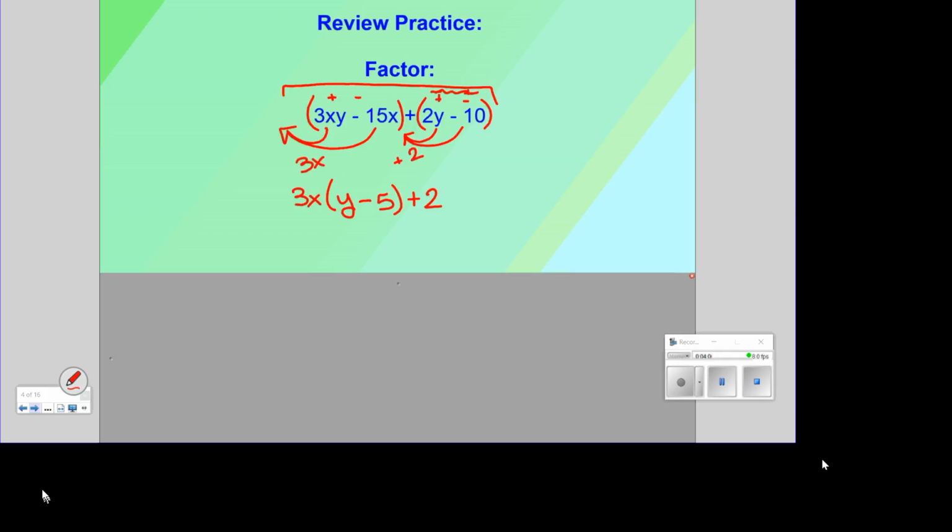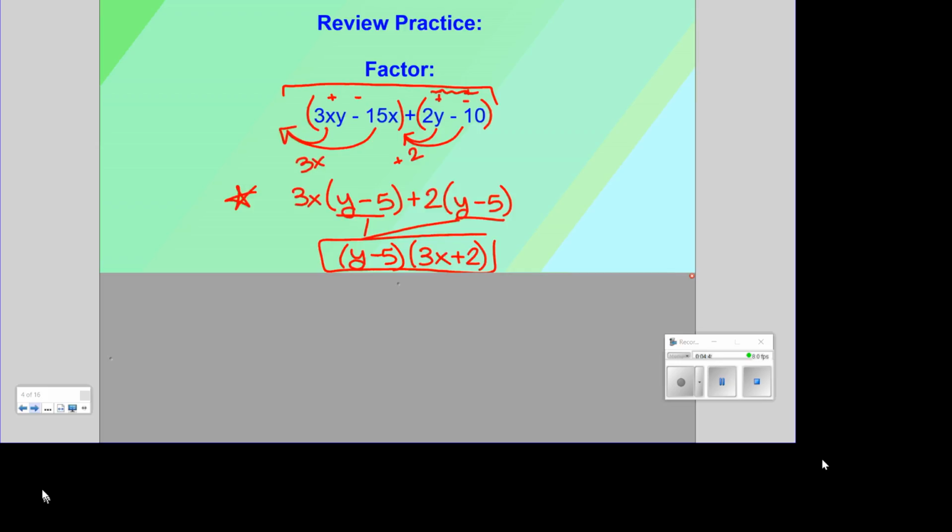Bring out my plus 2 and divide the 2 out of the last 2 terms, leaving us with y minus 5. Again, remember, you want this to be the same. Once you notice that one binomial that is the same, that is the GCF now of this expression that comes out. So you will write it 1 time, and then you will write the remaining 3x and the plus 2 together in a binomial to make up the rest of this factored expression. So y minus 5 times 3x plus 2 are the factors of 3xy minus 15x plus 2y minus 10.